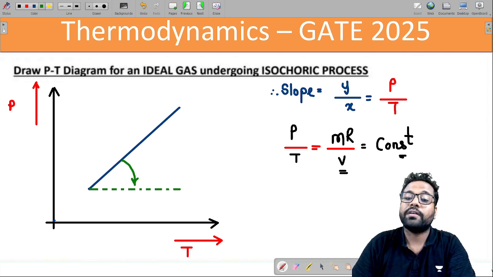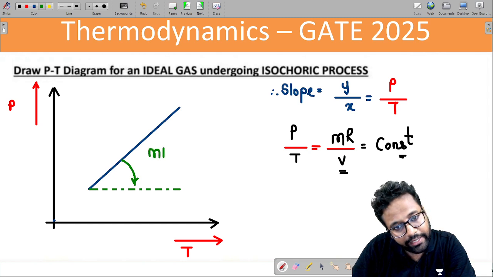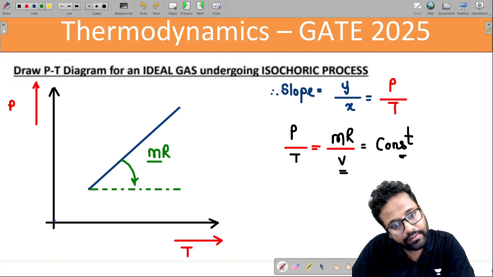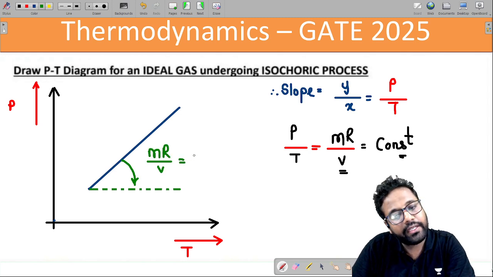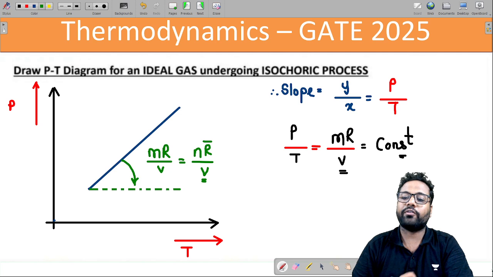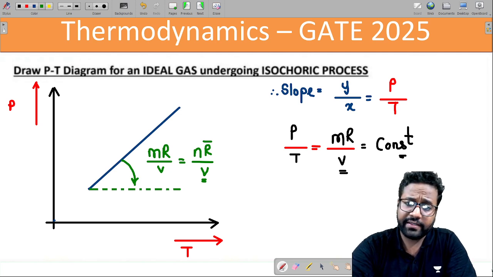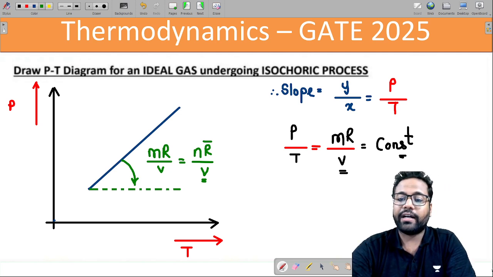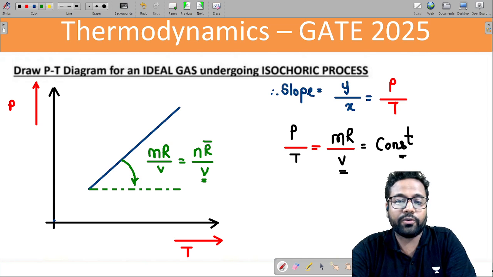So this slope is equals to mr upon V, and if I apply the ideal gas equation, sir, mr upon V can also be called nR bar upon V. Is this clear, बच्चा? Okay, I hope this point is pretty clear. So आप लोगों को दो equation याद रखने.